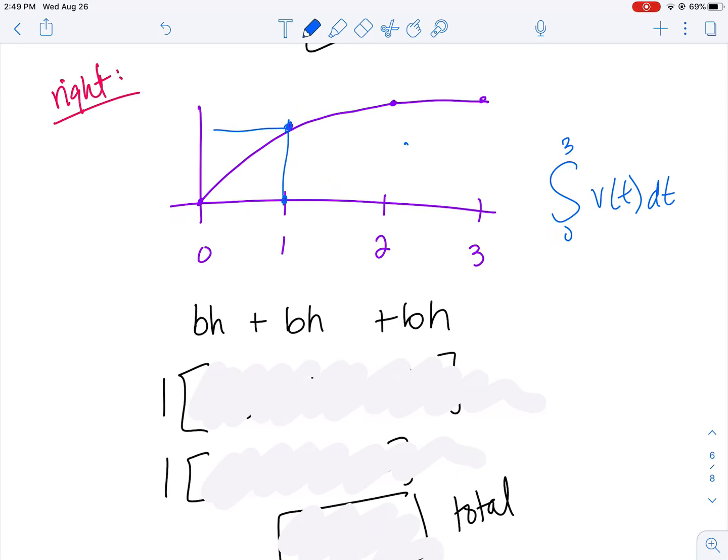Up from the right, my rectangle's here. Up from the right, my rectangle's here. Up from the right, my rectangle's here. You might notice now that if I'm using right endpoints, my rectangles are above the curve.